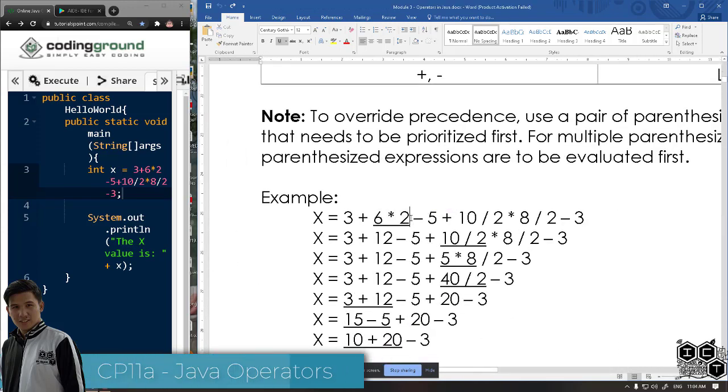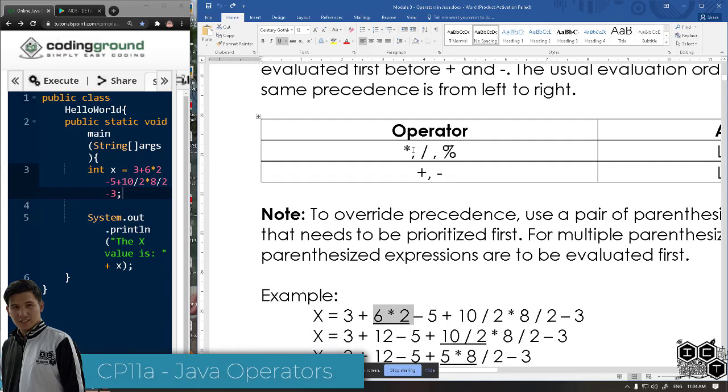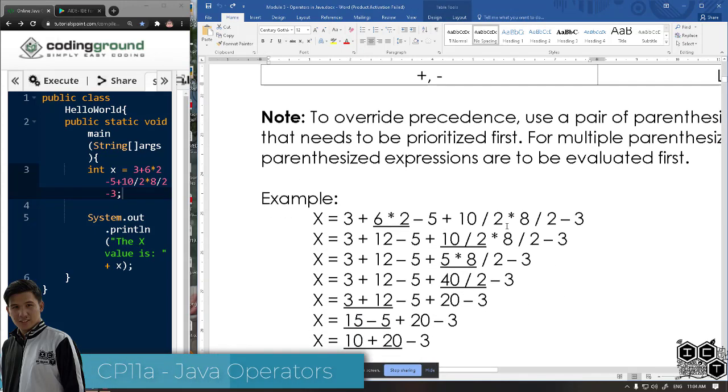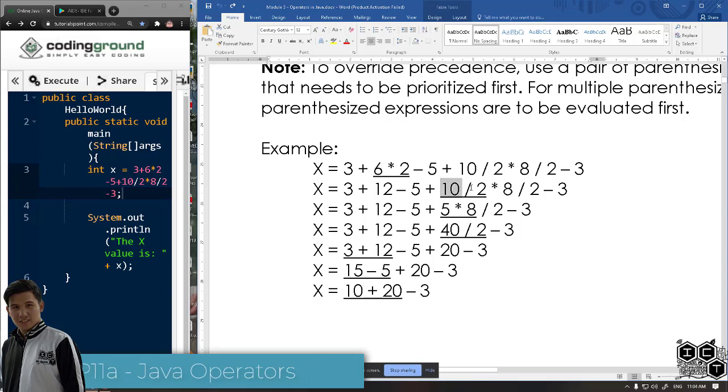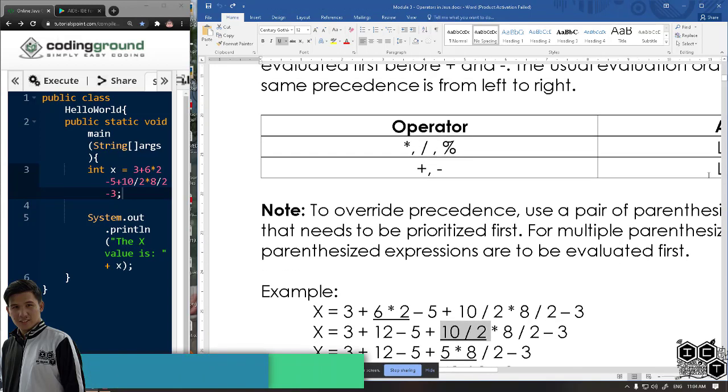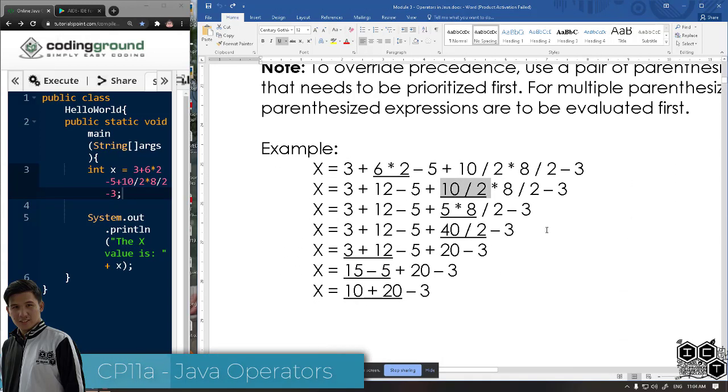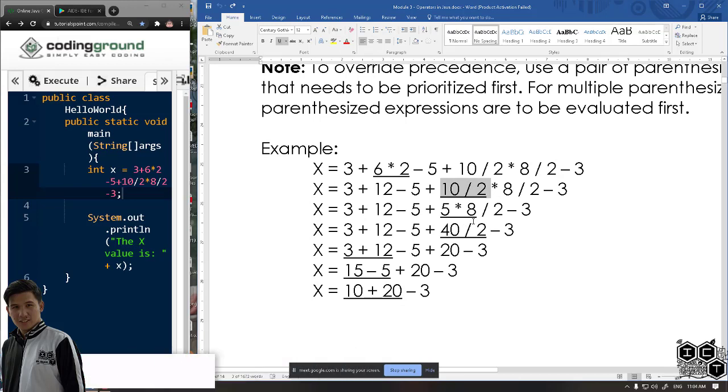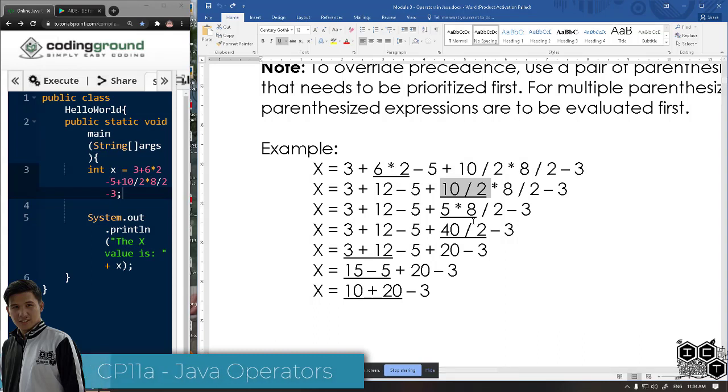Ito, inuna nating i-execute tong 6 times 2 kasi nga, operator-wise, yan ang nauna. Ditong part, we executed 10 divided by 2 because we used the associativity rule from left to right. Nauna kasing nagpakita si 10 divided by 2 kaysa kay 2 times 8. Okay? So, 3 plus 12 minus 5 plus 10 divided by 2, ito is 5.